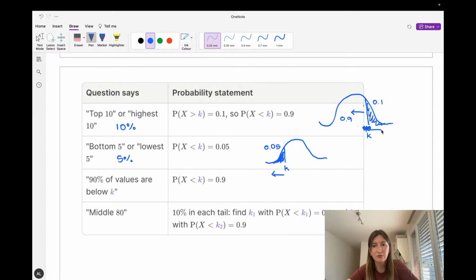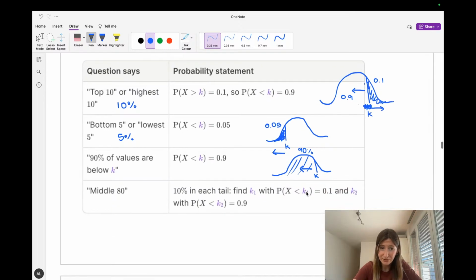Right, so if we want to the right, remember we need to work out what's missing there. 90% of the values are below a certain value. So if we draw that, 90%, that's around here. So that's 90% are below. Again, that's to the left. That's all fine. You can find k.